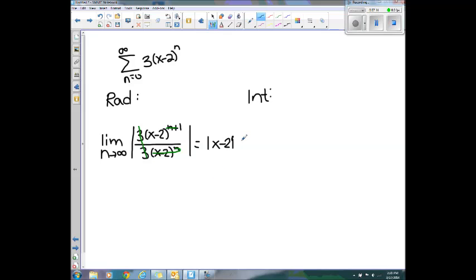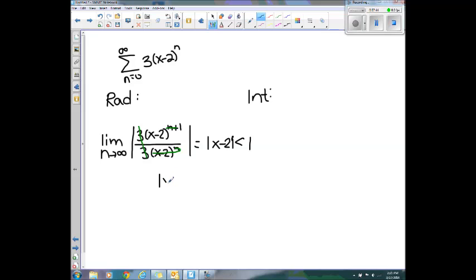Now we know that a series converges by the ratio test anytime we get a number that is less than 1. So whatever values of x make this expression less than 1, those will be the values of x for which this series will converge. Anything that makes this equal to 1 or greater than 1 will mean that the series will diverge for those values of x.